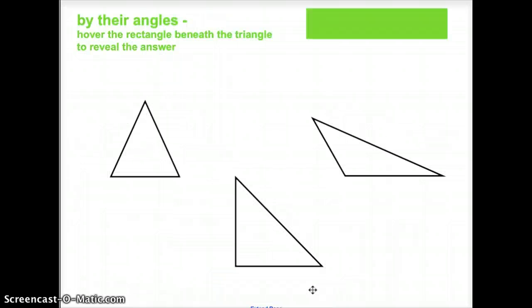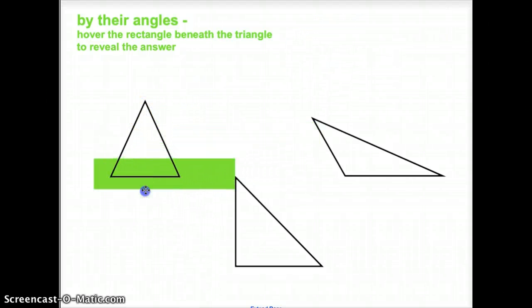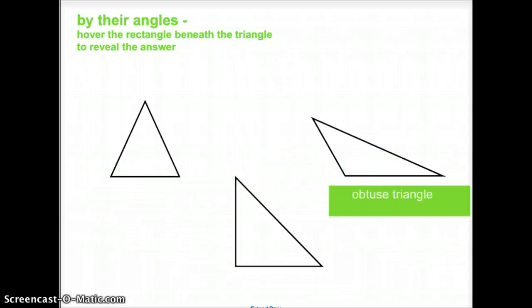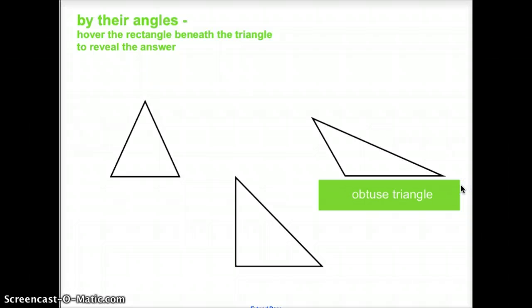So now for their second name, their last name, we have to classify them according to their angles. So this triangle right here, if you look at the angles, these are all acute angles. Acute meaning they are less than 90 degrees. So if you have three acute angles, it's called an acute triangle. The next one over here, you'll notice this one angle right here. It's greater than 90 degrees. We call that an obtuse angle. So if it has one obtuse angle, the triangle is called obtuse.